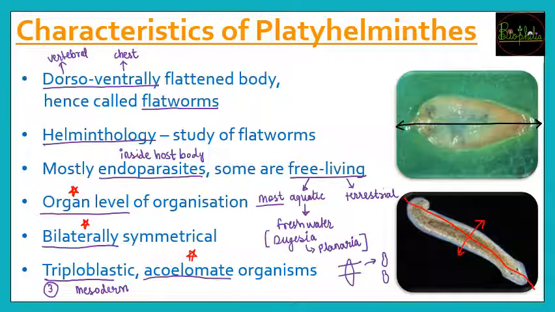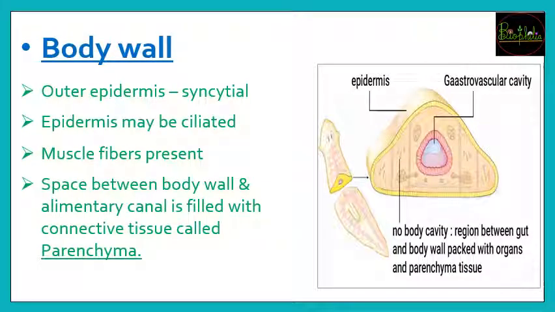So here are the 3 important points जो आपको याद रखने हैं, that is they will be organ level organization, bilaterally symmetrical and triploblastic with acoelomate type of structure. Now moving ahead with the body wall, उनकी body कैसी होंगी? The body is going to have the outer epidermis, and this outer epidermis is going to be syncytial.